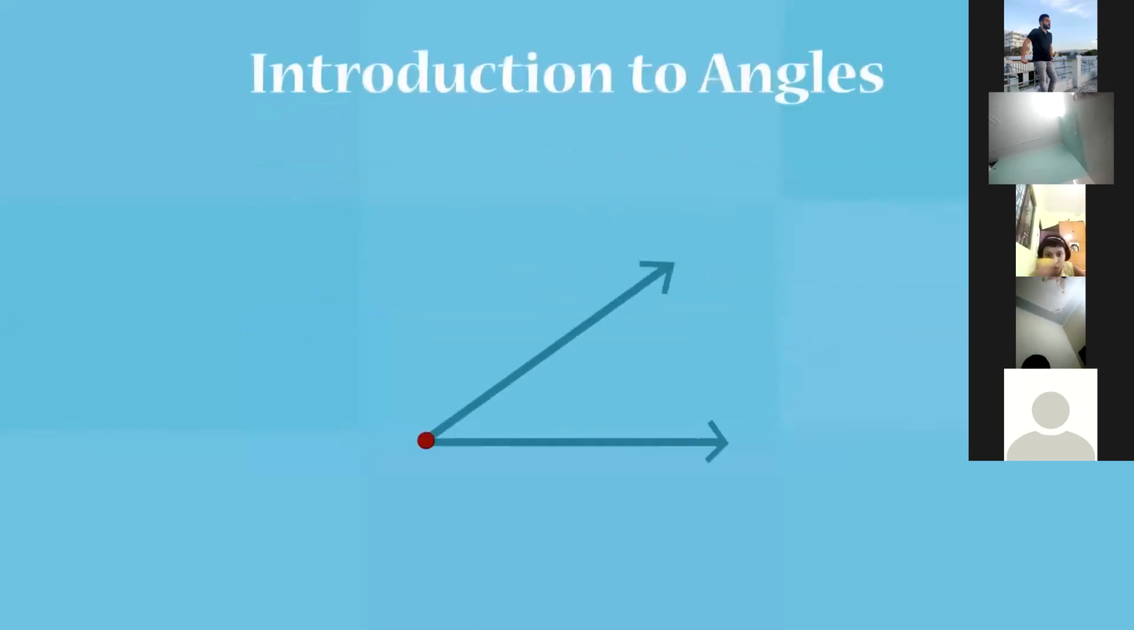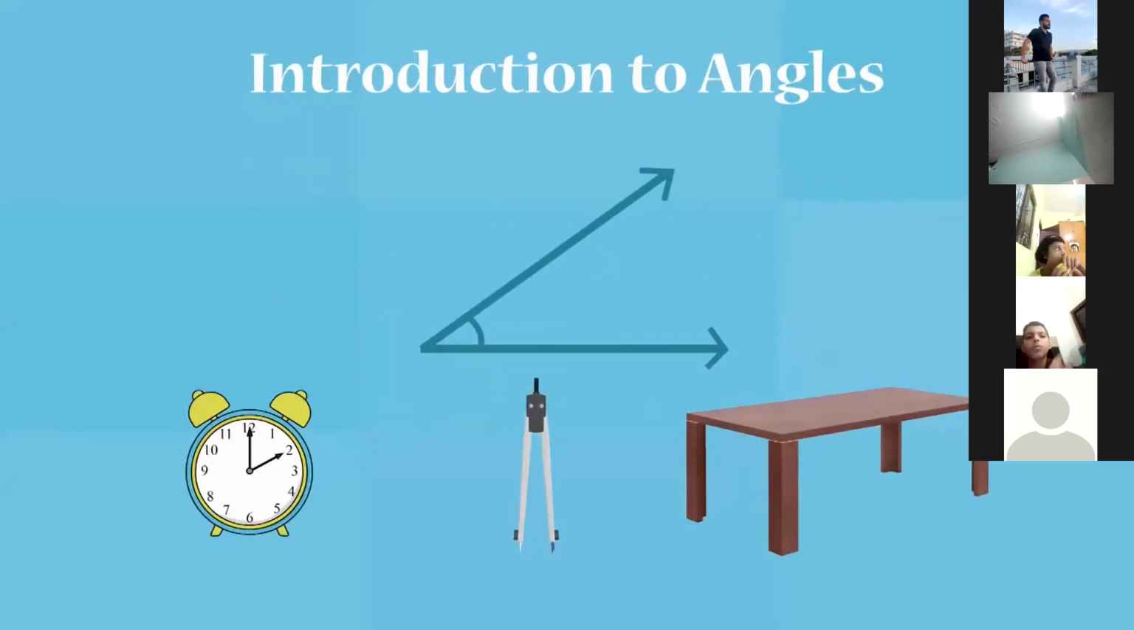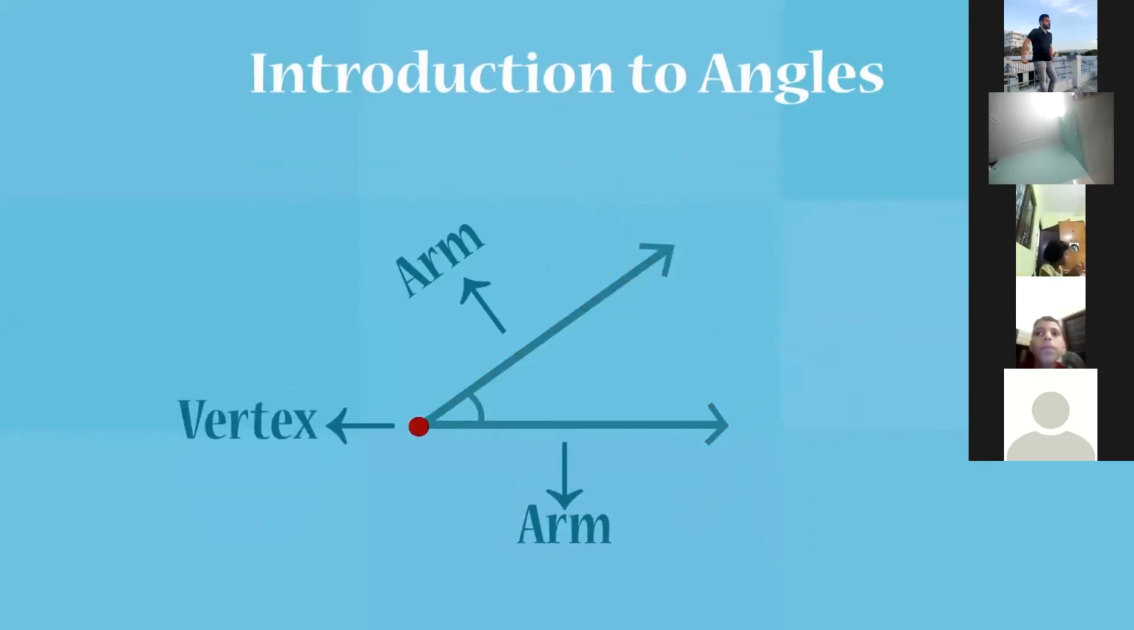When two rays meet at one common point, an angle is formed. We can see angles formed by different objects around us. The hands of a clock. The arms of the divider in your geometry box. The edges of a table. The two rays which form the angle are called the arms of the angle. The common point where the rays meet is called the vertex of the angle.